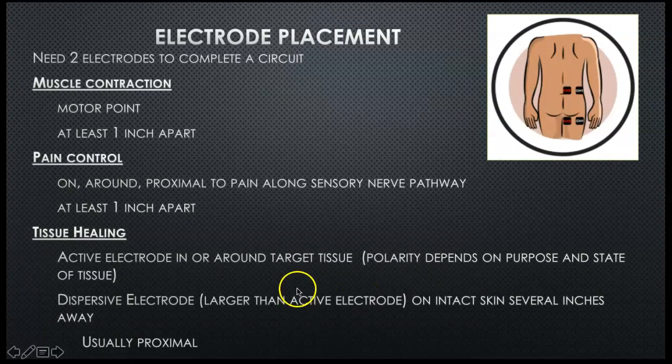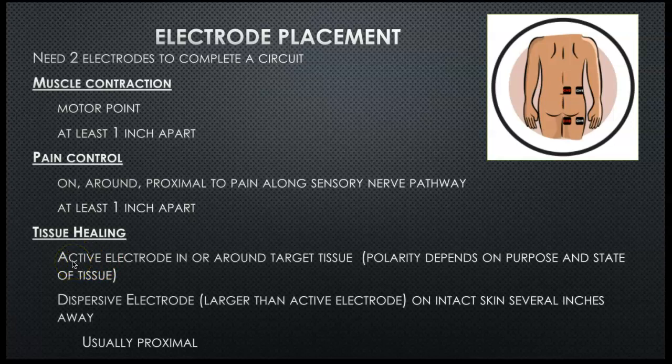When you're placing them on, you always have to have 2 electrodes to complete a circuit. If you're doing e-stim for muscle contraction, you need to put the electrodes on motor points in that muscle. Again, you can see motor points of the upper and lower extremity in the Kendall textbook. And you put them at least 1 inch apart. For pain control, you just put them around, sometimes proximal to the pain, just in that area. And for tissue healing, remember when I told you the polarity matters, so knowing the positive and the negative electrode is going to matter for tissue healing.